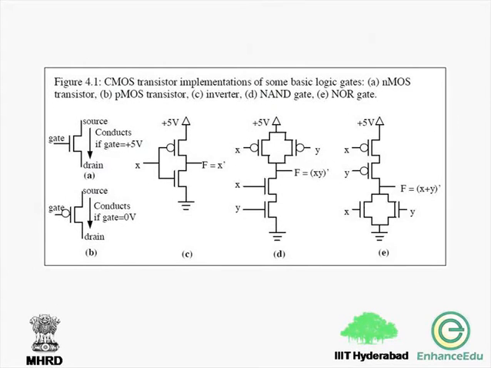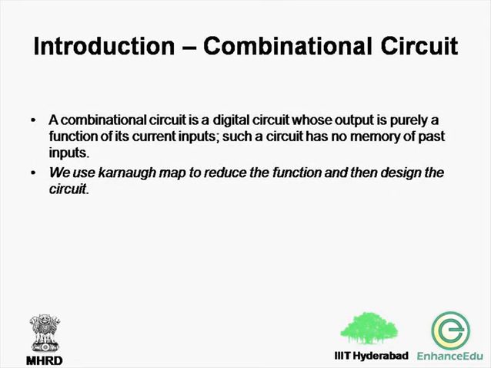In short, a combinational circuit is nothing but a digital circuit whose output is purely a function of current inputs. Such a circuit will not have any memory of past inputs. Now, the steps to design a combinational circuit using basic logic gates. The basic logic gates include the inverter, AND, OR, NAND and NOR.